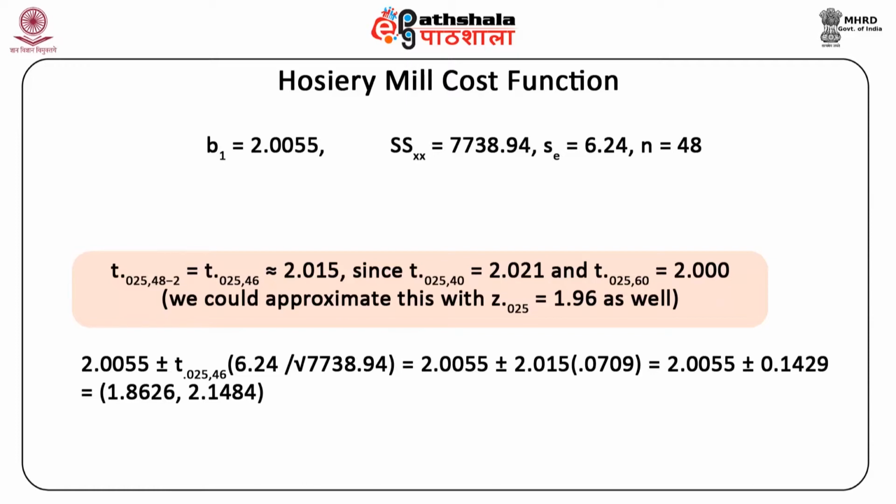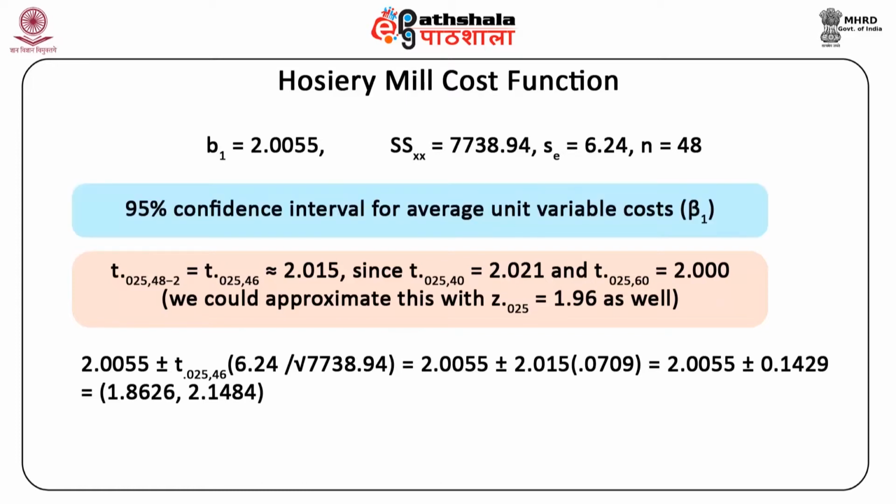2.1484. So we can say that we are 95% confident that the true average unit variable costs are between $1.86 and $2.15. This is the incremental cost of increasing production by 1 unit, assuming that the production process is in place. So similarly, we can define it for coefficient beta 2 as we have done now in the present case for beta 1, and it was estimated by B1.